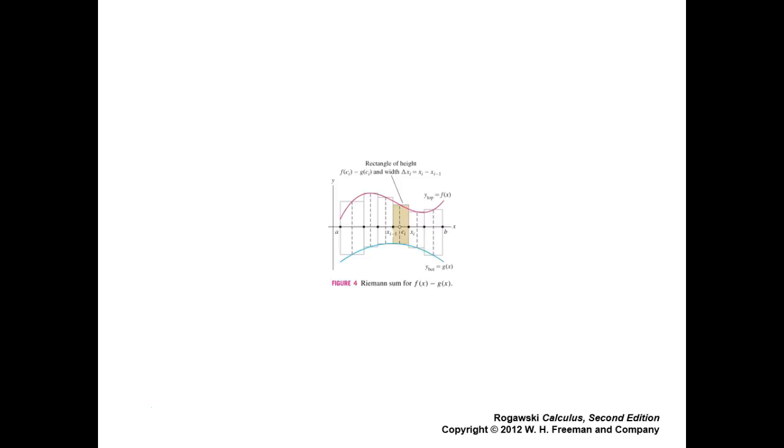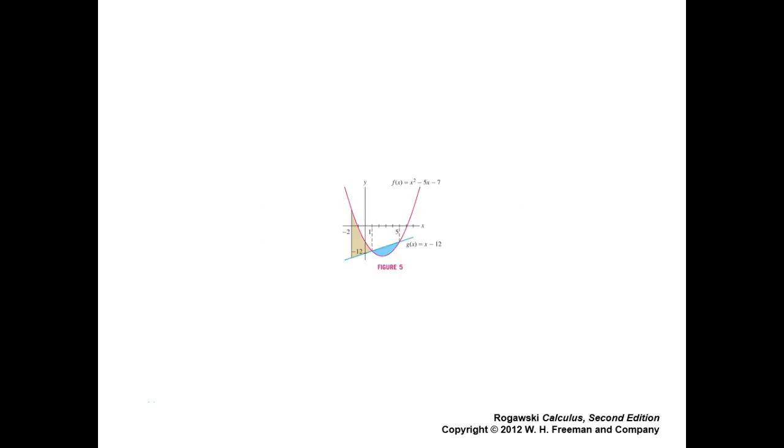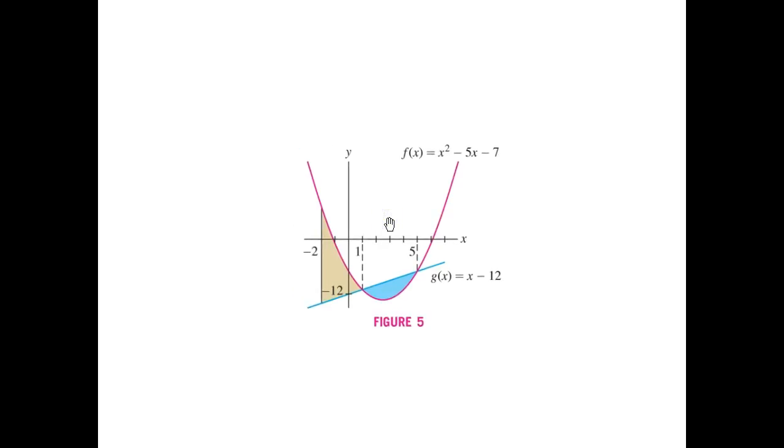Okay? So let's do example 2, which is this one. Find the area between the graphs of f of x. I'll blow it up for you just to see it, but as soon as I start writing, I'm going to have to reduce it again. Here's your f of x, which is x squared minus 5x minus 7. And here's your g of x, x minus 12. A linear function, a quadratic function minus a linear function. Find the area between those graphs.